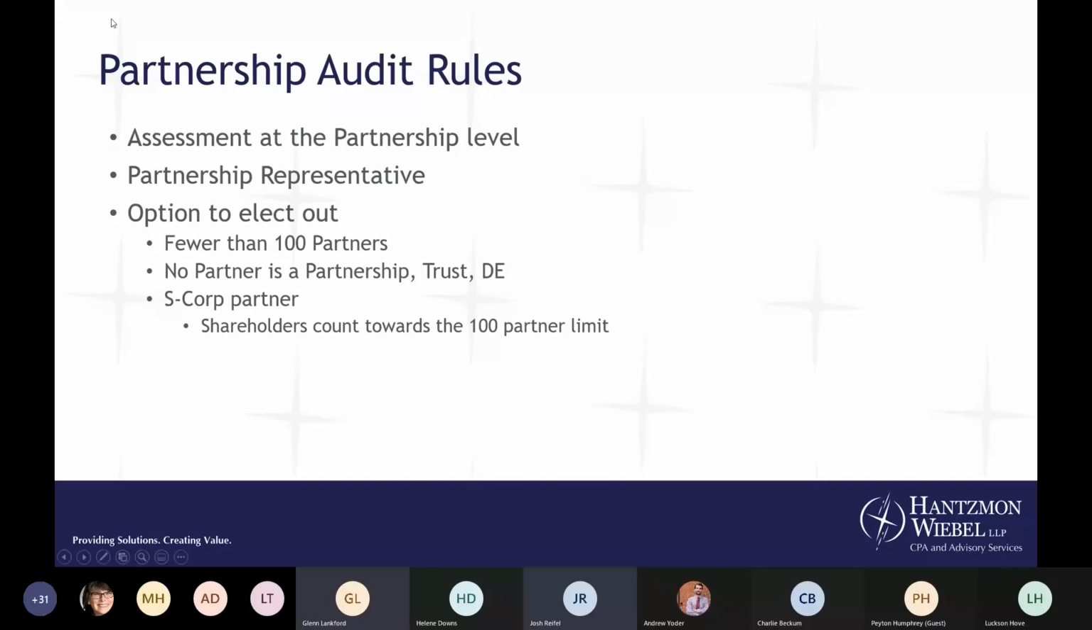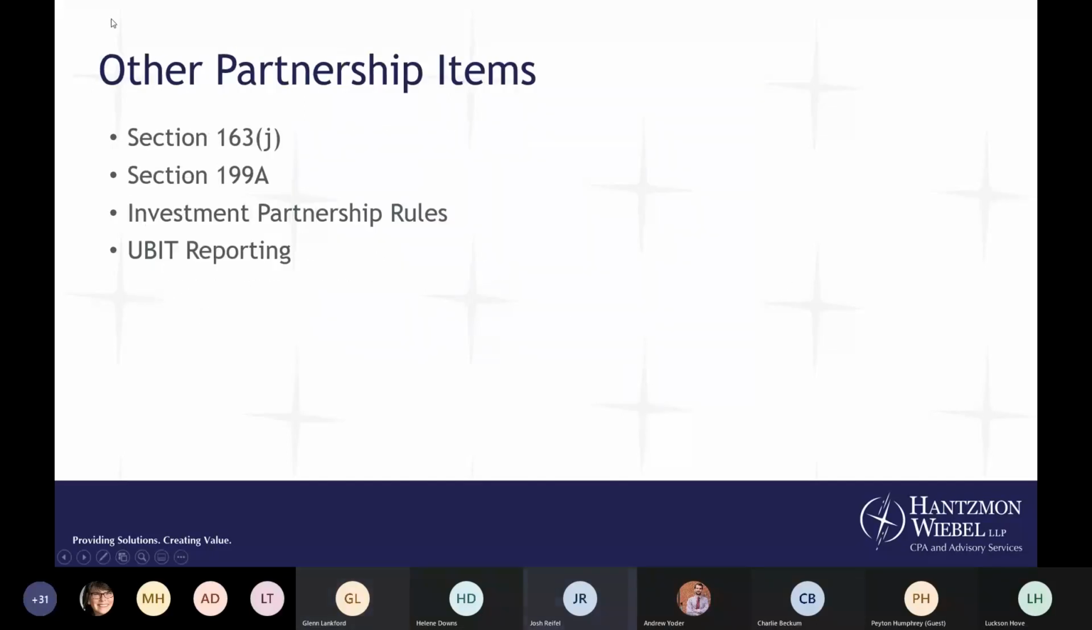Okay. All right. A couple of other partnership items. Section 163J. Now, these first two, the 163J and the 199A, we discussed a little earlier. We'll touch on them a bit.